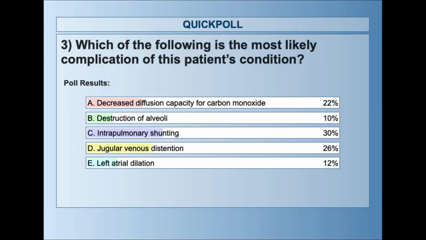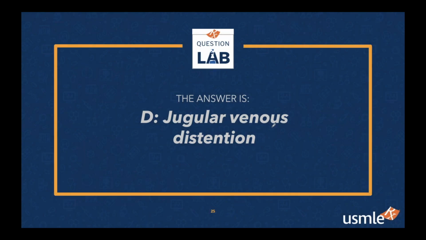Let's see what you selected. It looks like it was pretty close. 30% of you selected C, intrapulmonary shunting, and 26% of you selected JVD, or jugular venous distension. The correct answer is D, jugular venous distension, and 26% of you got it right. A challenging question indeed, but don't worry. Listen to Paras, and we'll get it right on test day.